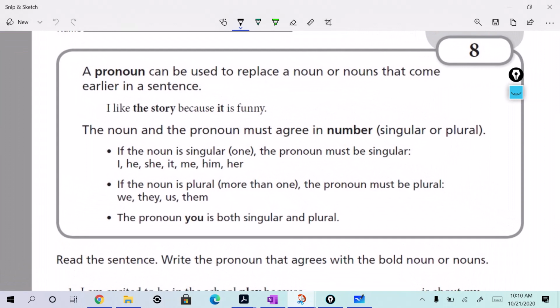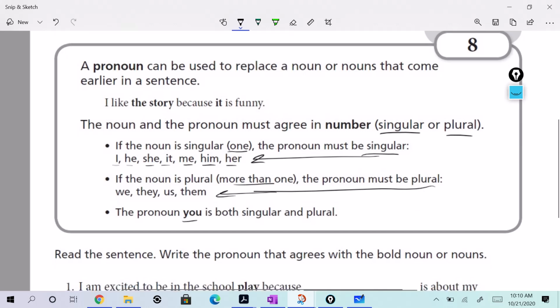It says the noun and the pronoun must agree in number, right? Remember they talked about that a little bit? If the noun is singular, one, then the pronoun must be singular: I, he, she, it, me, him, her. These are all singular, right? If the noun is plural, more than one, the pronoun must be plural: we, they, us. The pronoun you is both singular and plural, okay?